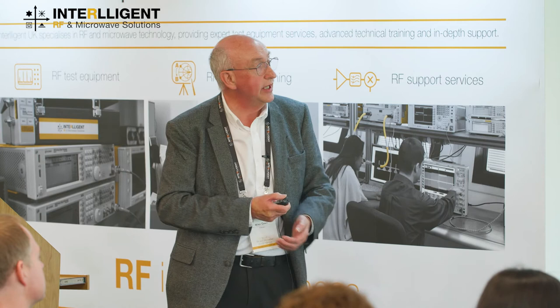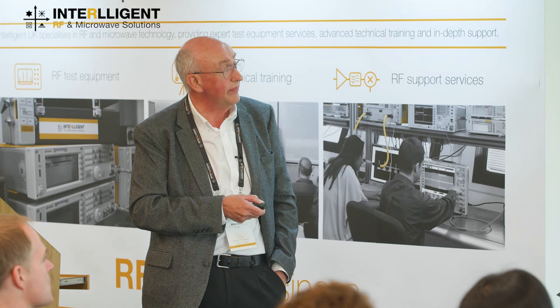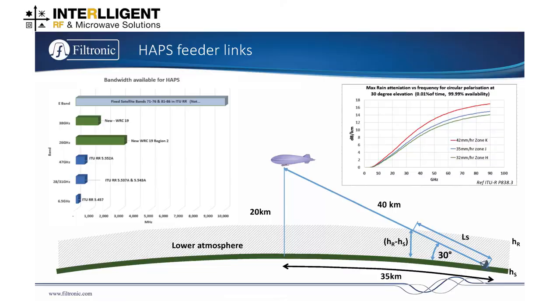Now, one of the big challenges, of course, for all of the frequencies above 40 gigahertz is rain attenuation. So this is the typical type of attenuation that you get per kilometer versus frequency. So for most of North America and Europe, we're talking about 42 millimeters per hour. It's the sort of worst case that you'd get for 99.99% availability. So these attenuation levels do present a huge challenge to millimeter wave.